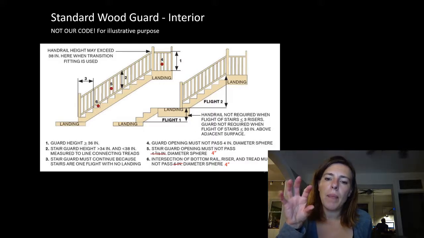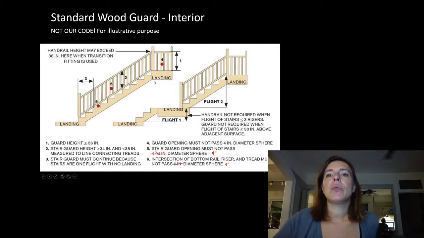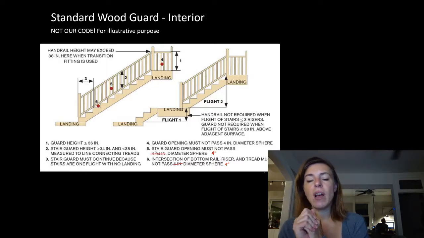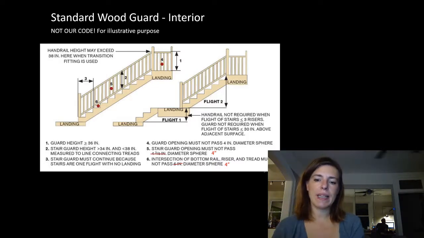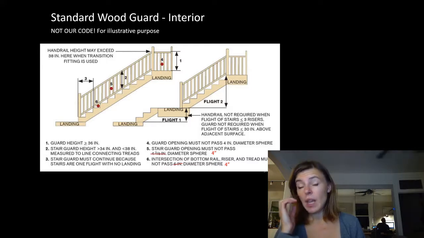But what we're trying to worry about there is a baby getting through the pickets. So they say a 4-inch ball. So that opening between the pickets can't be more than 4 inches. Often people just space their pickets at about 4 inches on center, and there's some width to those pickets, leaving slightly less than 4 inches in between them.